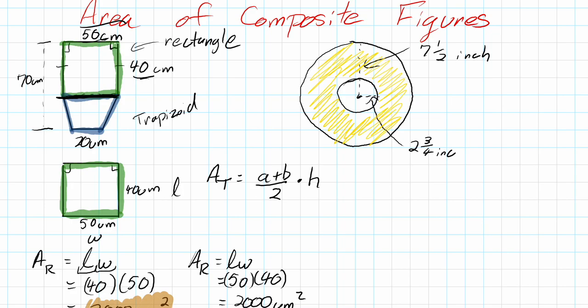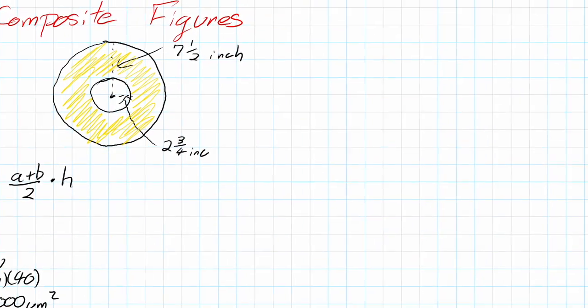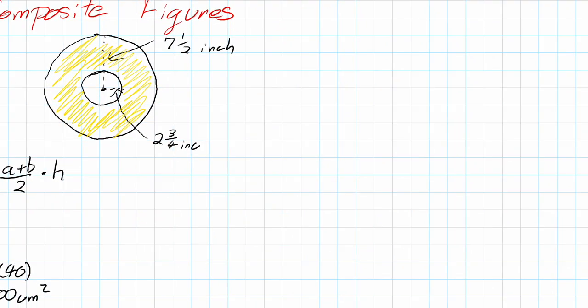This is another area of a composite figure. You can see from our work before, but we're going to focus on this circle question. This one's a little trickier. So we're looking for the area of this. And essentially, we have two shapes.